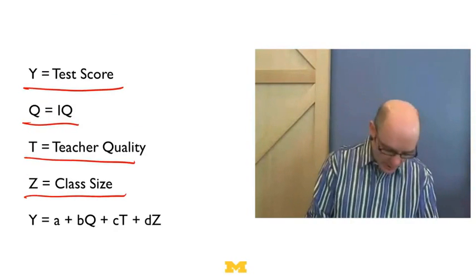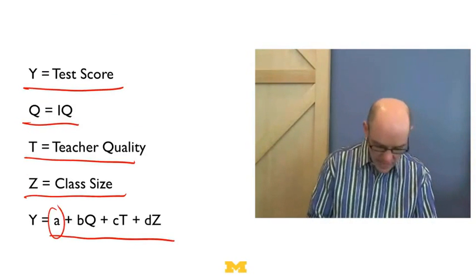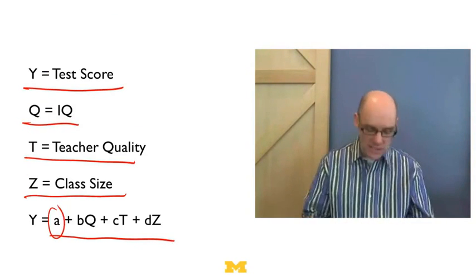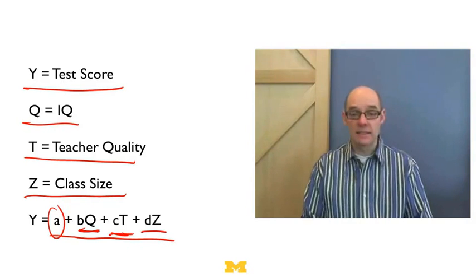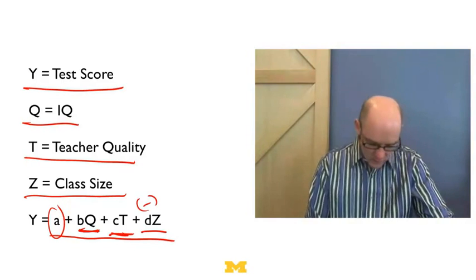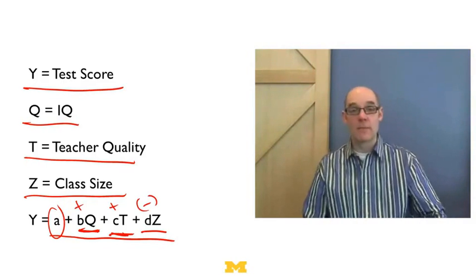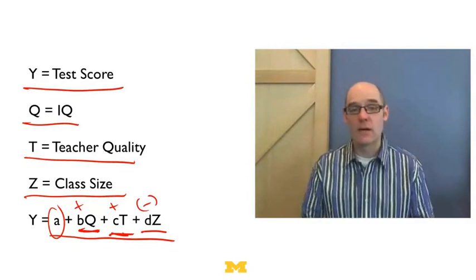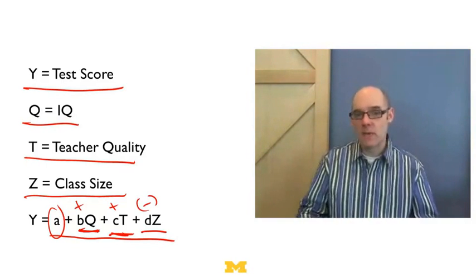Well, what I can do is run a regression that says the performance on this test is going to be some intercept, plus some coefficient on IQ, teacher quality, and class size. And what you'd expect is the coefficient on class size to be negative. You'd expect the coefficient on teacher quality to be positive, and the coefficient on IQ to be positive. Now, without running a model, we don't know which of these things are big, and we don't even know if our intuition is right.